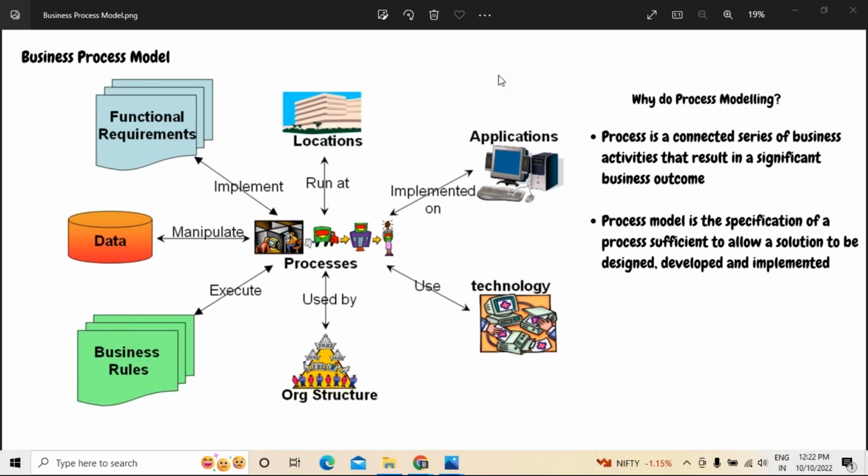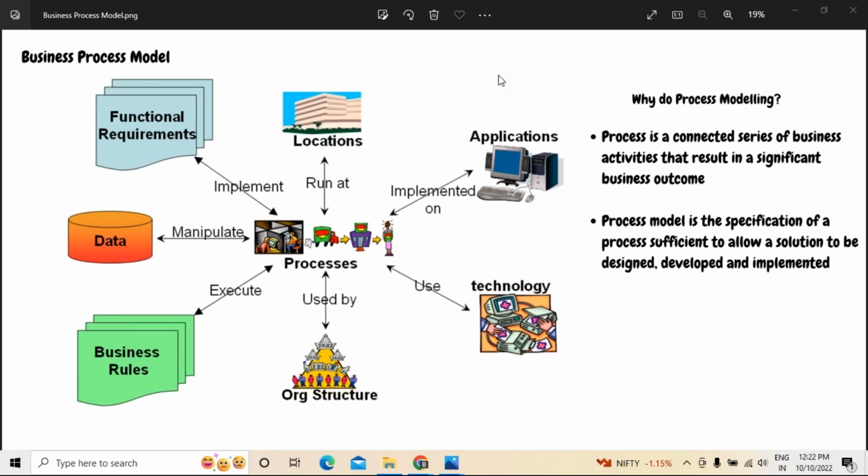Hence, it is always essential for us to understand how this process is connecting with different business activities, which will provide us the significant business outcome. Whichever example we are taking, whatever solution we are going to provide, we must ensure in what way those requirements are connecting with other things. Everything should be known here.